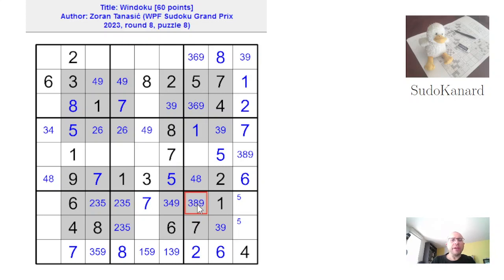This is from 3, 8, 9. I feel like I'm missing something on the easy side. I'm not seeing what. This row still needs, oh yes, this region. This region must have a 6. 6 can only be here.